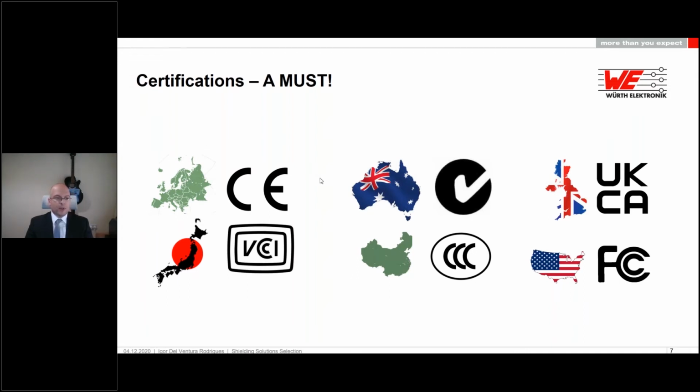For example, for the European Union, we have the CE mark. For Australia and New Zealand, we have the RCM check mark. Now for the UK, from 1st of January of next year, we're going to have the UKCA, since the UK is leaving the European Union. In Japan, we have VCCI. In China, we have CCC, and finally in the US, we have FCC.